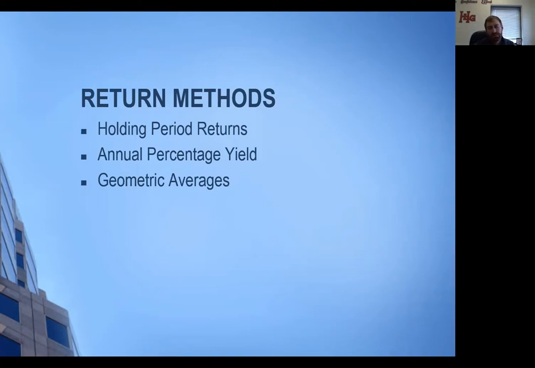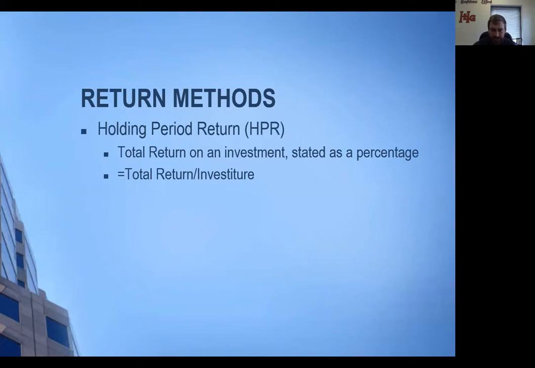So yields, however, are a little bit tricky. And so because of that, we also need to figure out a little bit of what geometric averages are. And so we'll talk a little bit about geomean as well. So a holding period return is a pretty simple calculation. It's the total return on an investment stated as a percentage. You take your return, what money you've made on it, and you divide it by how much you started with.